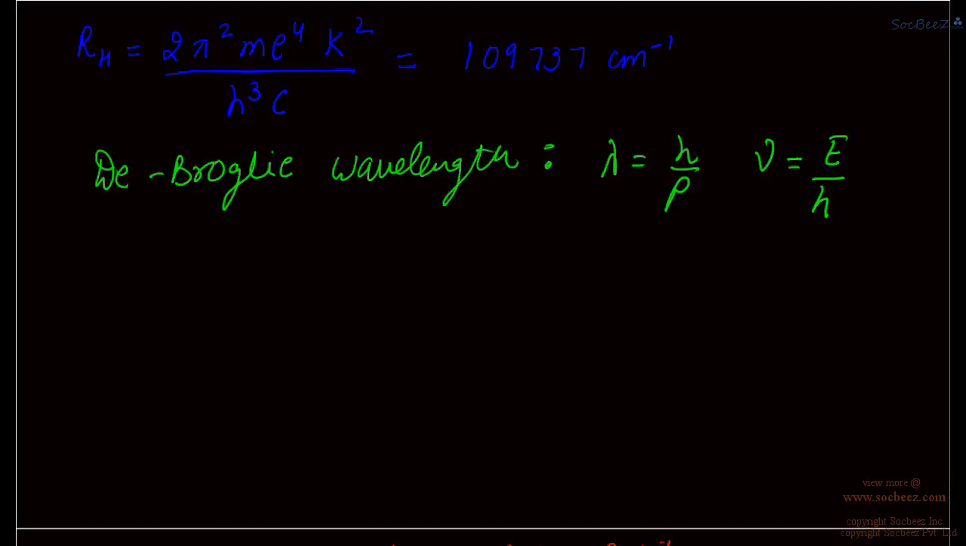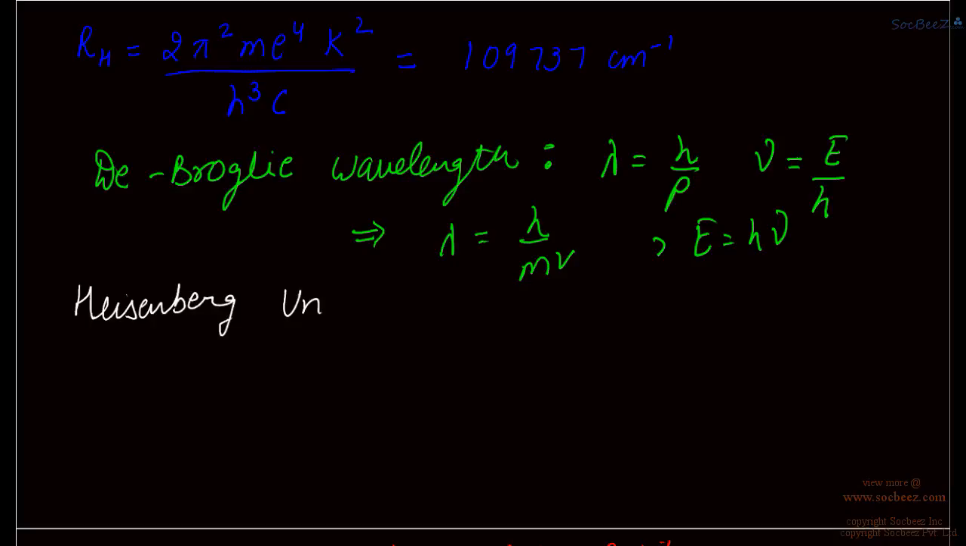So from here we get the value of wavelength λ = h/mv, and the value of energy as hν. Okay. Let's now discuss the Heisenberg uncertainty principle.